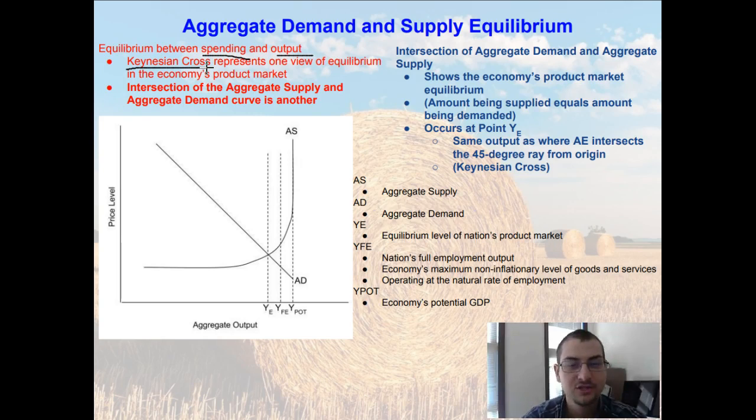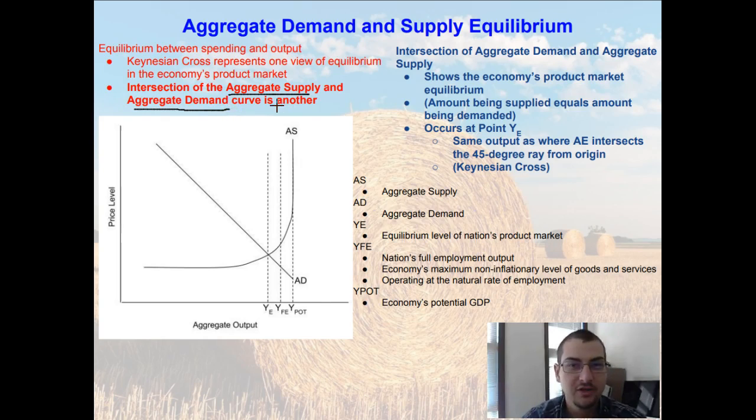Using that Keynesian Cross and finding where output will equal spending, and calculating the aggregate expenditures at that specific point where output equals spending, represents one view of equilibrium in the economy's product market. Another one that we have is finding the intersection of the aggregate supply and the aggregate demand curve.